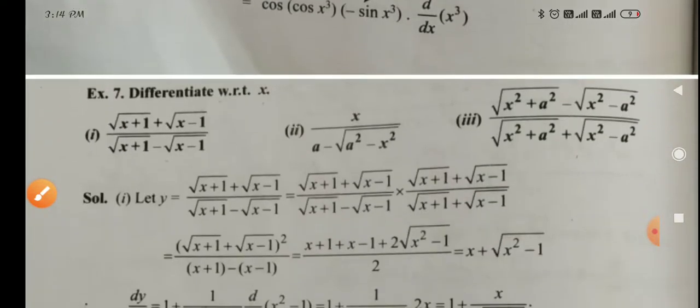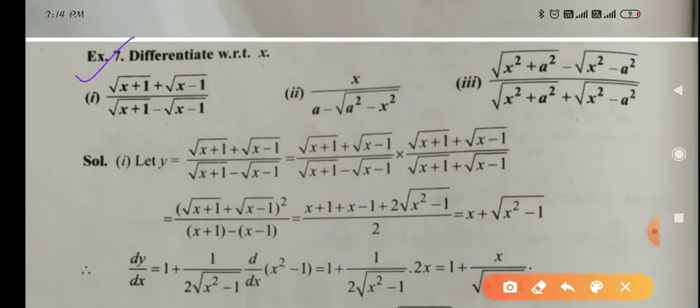Now next I am taking example number 7. Its first part you can see, with respect to x you have to differentiate. First of all you are supposing it as y. Now first you rationalize this function. What will be the benefit of rationalizing, you will see. The denominator is under root (x plus 1) minus under root (x minus 1), so its rationalizing factor will be under root (x plus 1) plus under root (x minus 1).